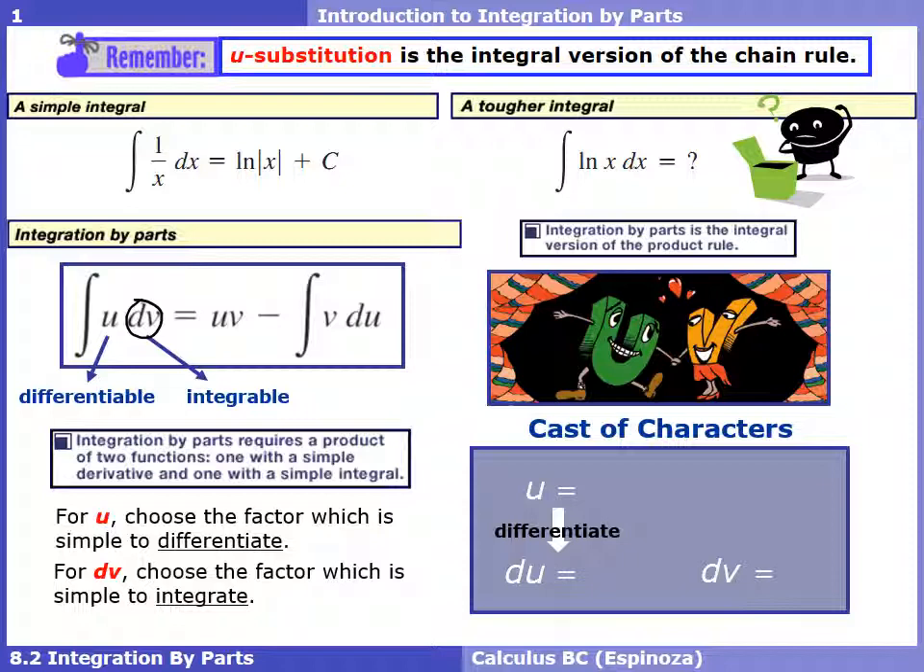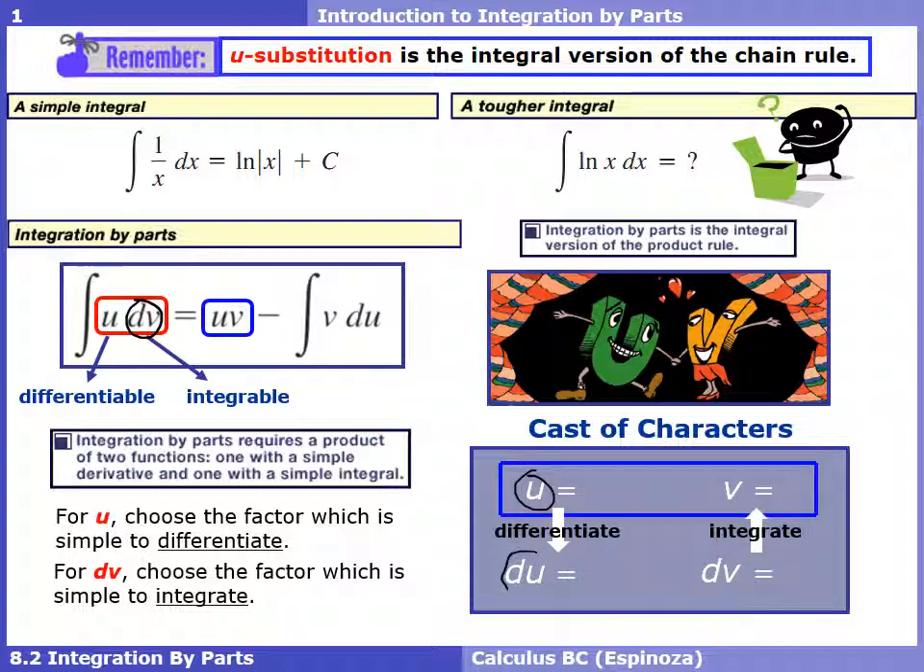So if we write down what the dv is here in our little cast of characters, then we know that's the thing that's easy to integrate so that we get a v. The reason I call this a cast of characters, I suppose, is these are all the things that we need to help our formula work out.